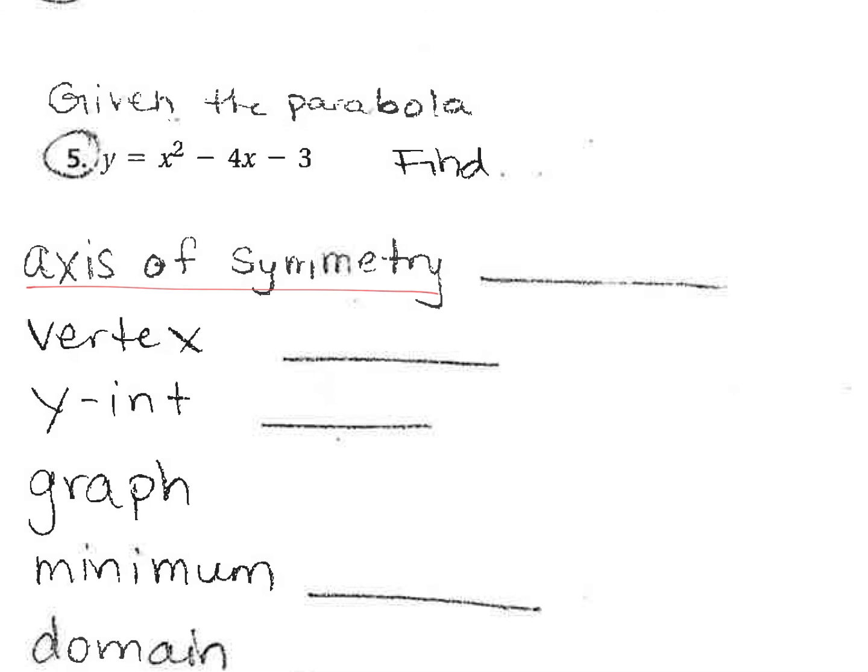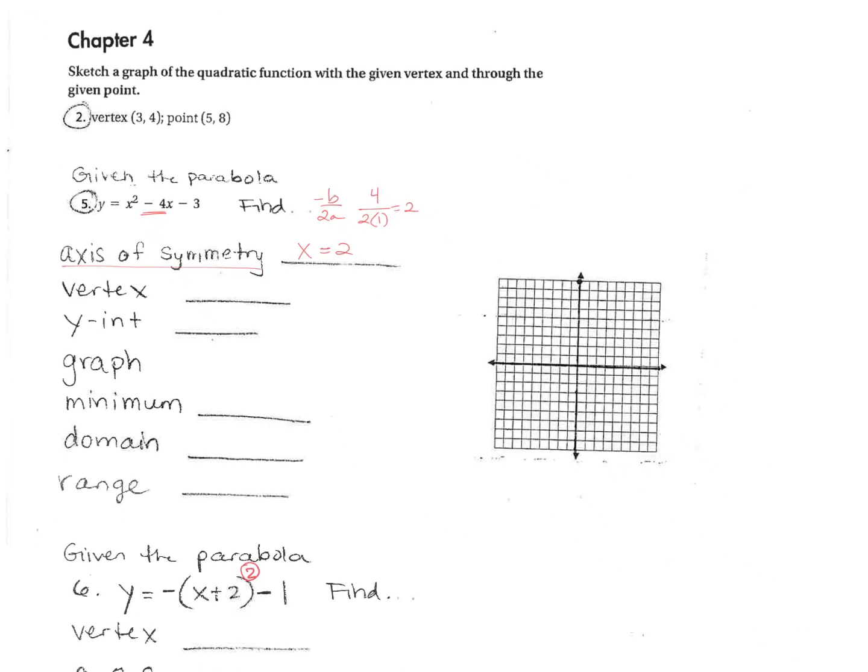Is it x equals negative b divided by 2 times a? Negative b over 2a. Remember that? Hopefully. So a negative b right now is a positive 4 over 2 times 1. So you get 4 over 2 is 2. So your axis of symmetry, don't do this wrong, is x equals 2. Okay? So you go right here, x equals 2, and draw that line in.